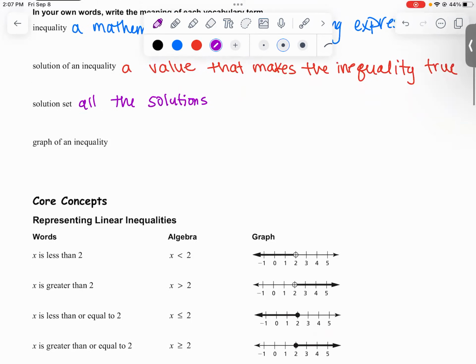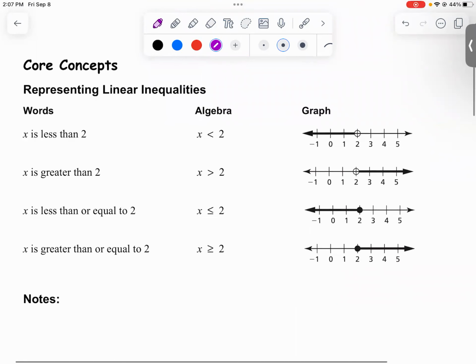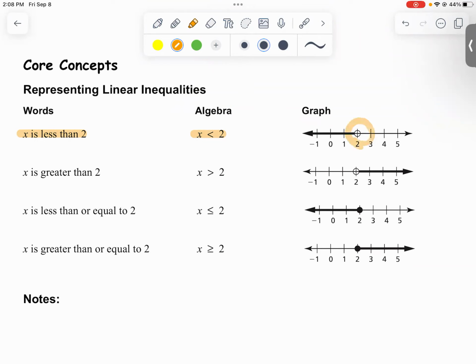So you can see down below, if x is less than 2, we're going to write this. And then how we're going to graph it is we're going to put an open circle at 2 and then shade below 2 because x is less than 2. But notice when x is less than or equal to 2, we have the same graph except the 2 is colored in. You remember that from last year? Okay, so what's the difference?